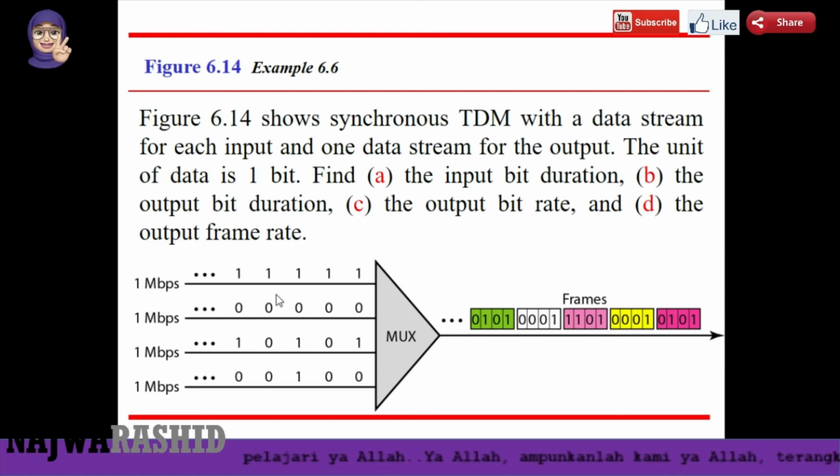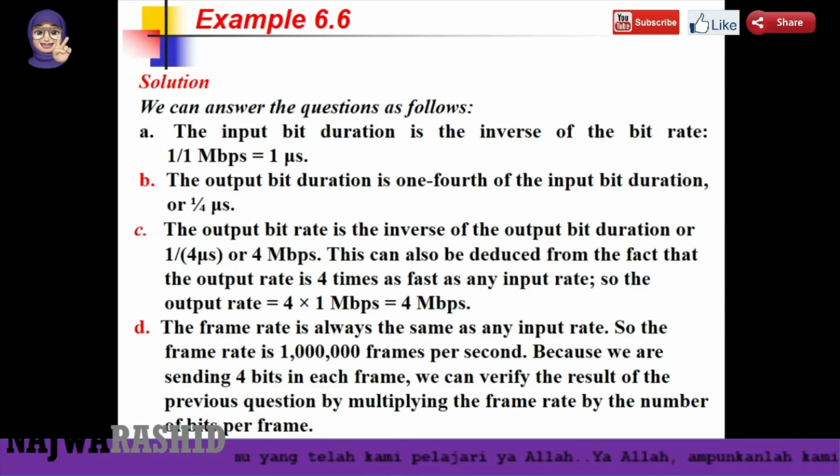Each channel has 1 megabit per second. We have 4 channels, so we have 4 inputs. This creates 1 frame, this another frame, this another frame, and so on, until you have 1 megabit per second of data.